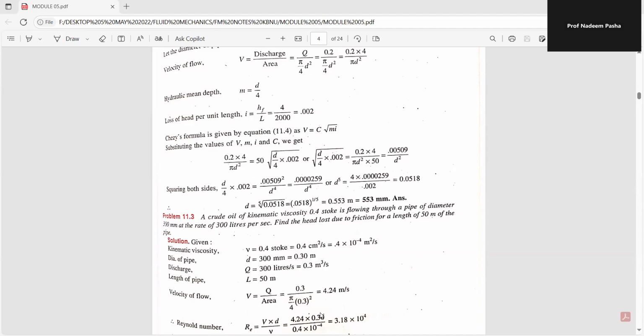Discharge Q is also given to us, 300 liters per second. If you convert it, it comes out to be 0.3 meter cube per second. What you need to calculate: find the head loss due to friction for a length of 50 m of the pipe. Capital L is given to us as 50 meter. So velocity of flow V is equal to Q by area. Q is given as 0.3. Area is pi by 4 into d square. So your V comes out to be 4.24 meter per second.